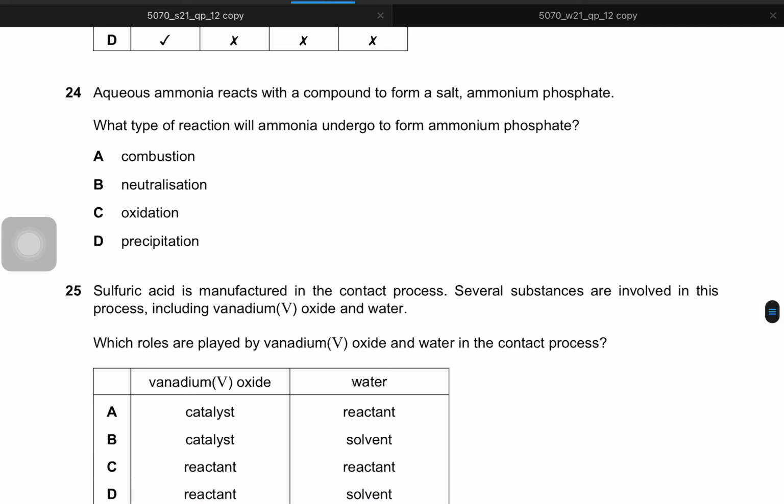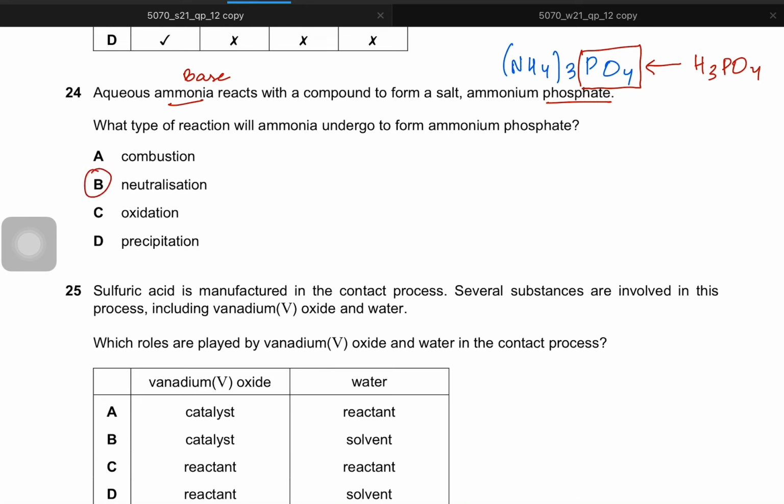Aqueous ammonia reacts with a compound to form a salt, ammonium phosphate. What type of reaction will ammonia undergo to form ammonium phosphate? Now you can see ammonia is a basic substance, and if it's making phosphate, the phosphate must have come from phosphoric acid. So it has to be a neutralization, where phosphoric acid is neutralized by ammonia to make a salt, which is ammonium phosphate. So for question 24, B for Barrows is the answer.